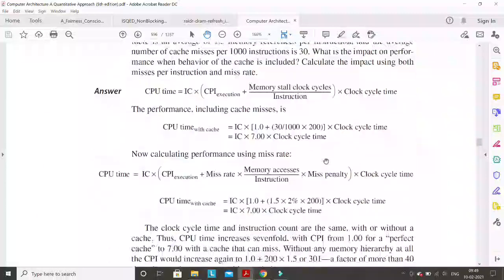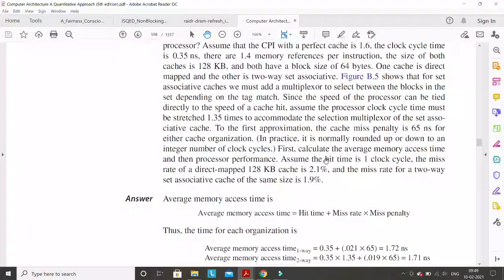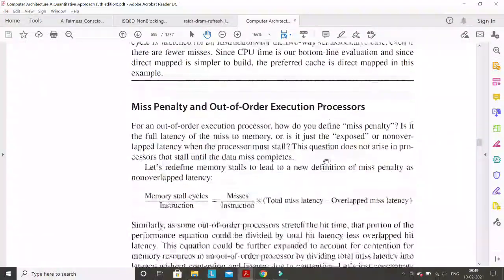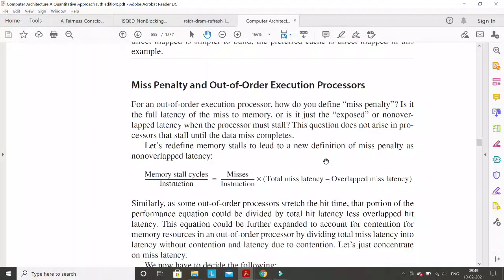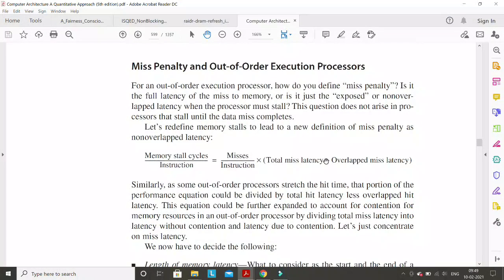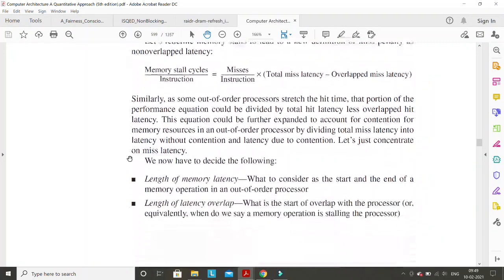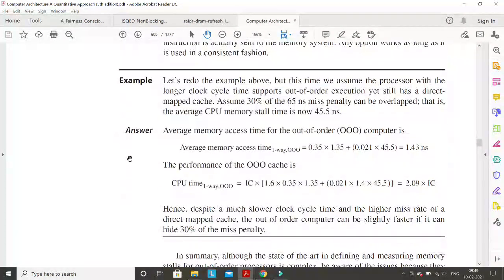And then these miss penalty and out of order execution sections you can skip, because some knowledge of out of order execution is required here. So I advise you to skip this section. I'll not ask any question from this particular section, because the concept of out of order execution is required here.